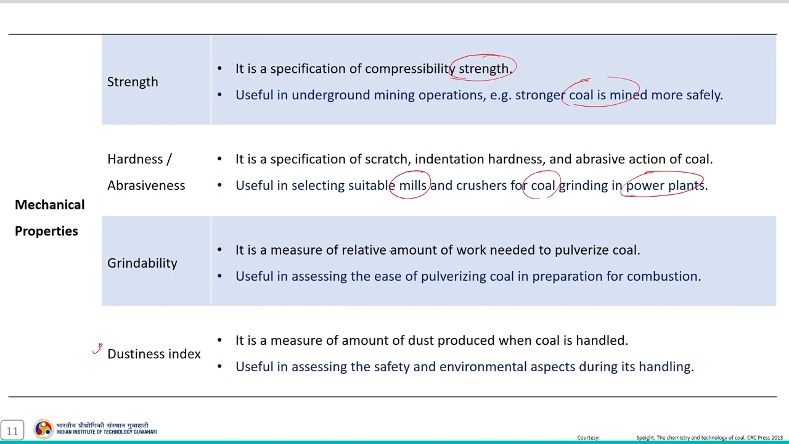The grindability is a measure of the relative amount of work needed to pulverize the coal sample, and it is useful in assessing the ease of pulverizing coal in preparation for combustion operation. While the dustiness index is a measure of the amount of dust produced when coal is handled, and it is useful in assessing the safety and environmental aspects during its handling and operation.